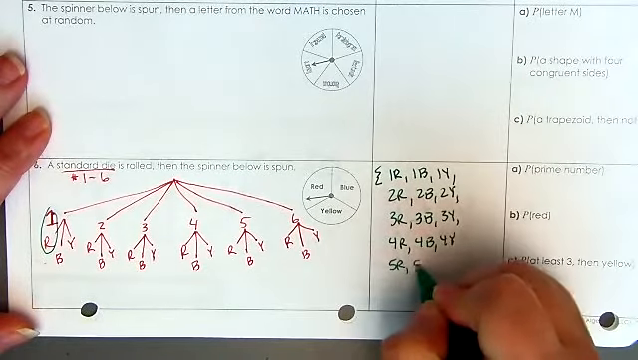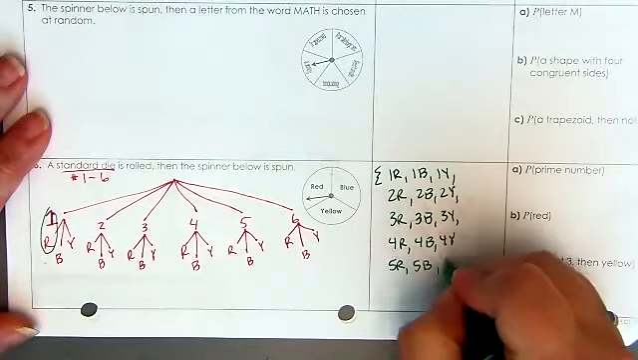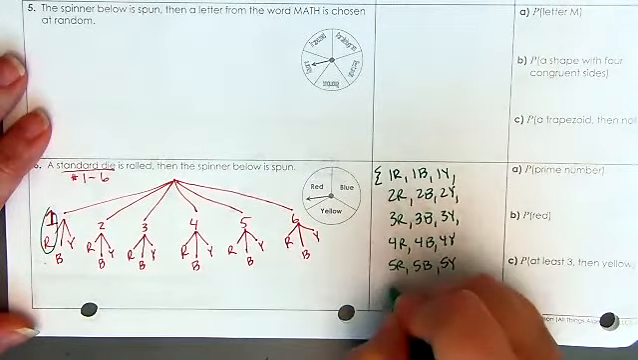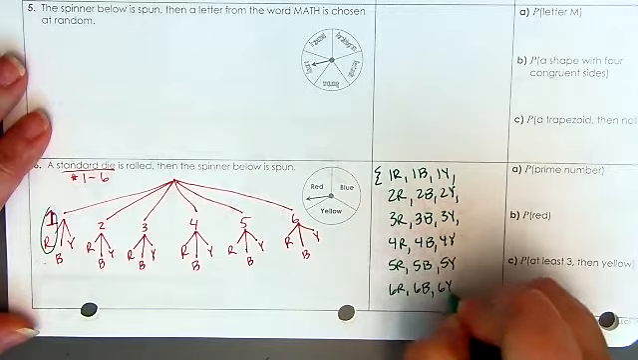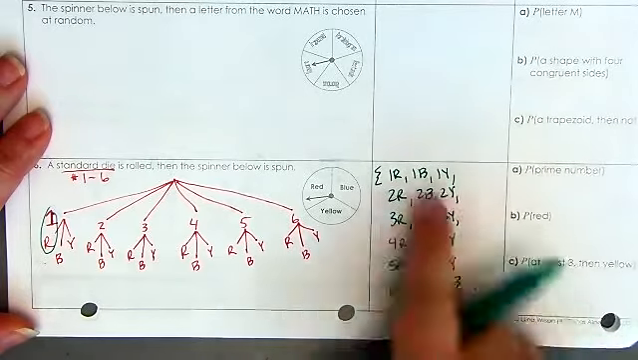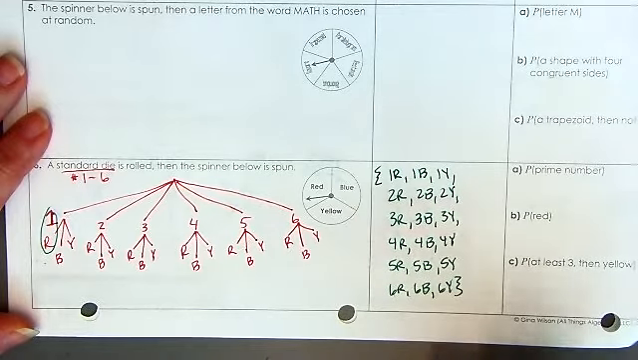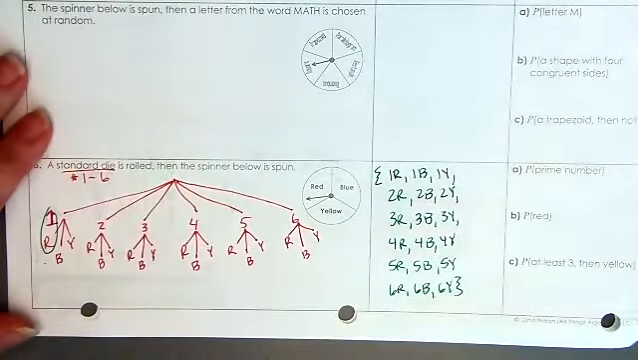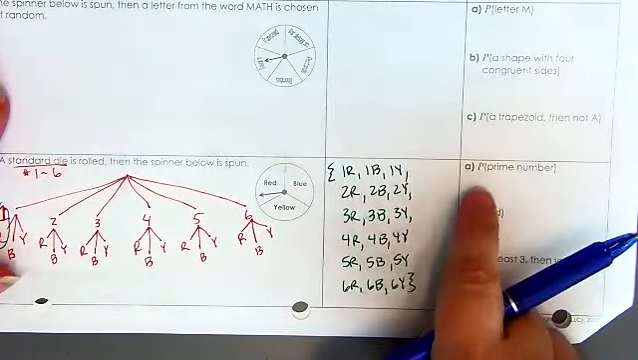5 red, 5 blue, 5 yellow. And last, 6 red, 6 blue, 6 yellow. So this is my sample space. If it asks for the sample space, this is what you have to write. Now we will use this sample space to figure out the probability.